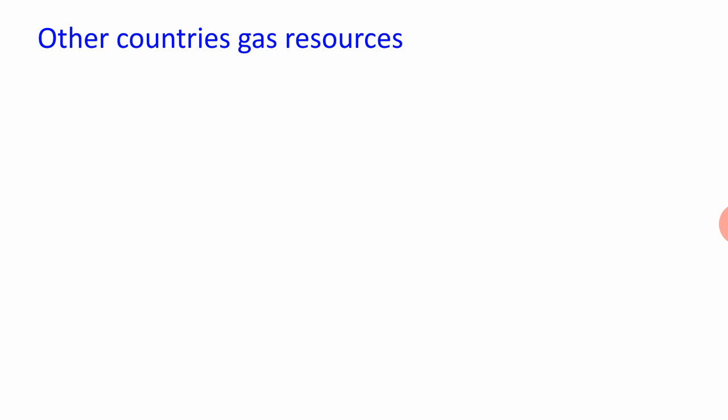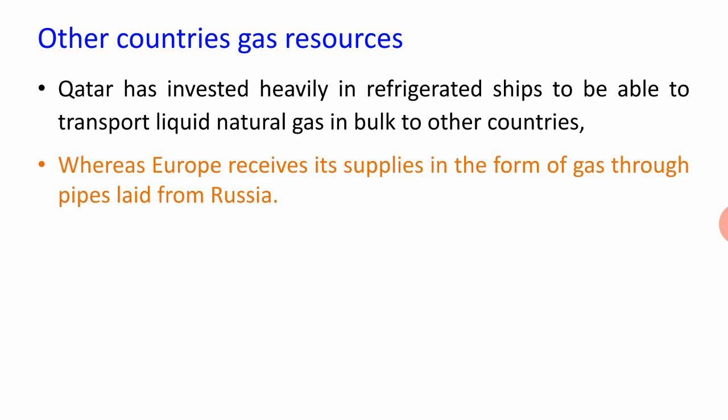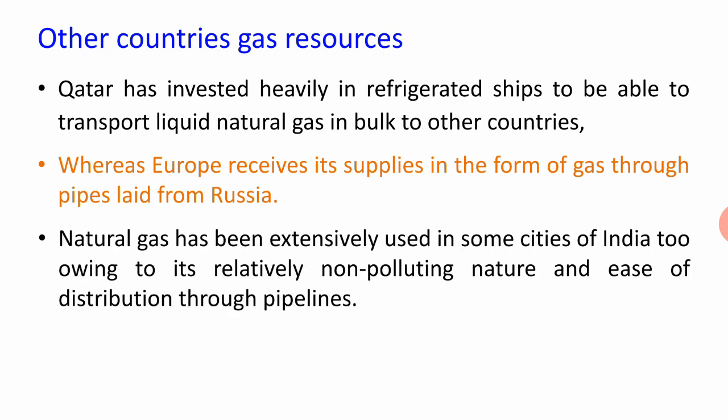Now the country's gas resources. Qatar has invested heavily in refrigerated ships to be able to transport liquid natural gas in bulk to other countries. Europe receives this kind of supply, and also through pipelines from Russia. Natural gas has been extensively used in some cities of India owing to its relatively non-polluting nature, in the case of distribution through pipelines.